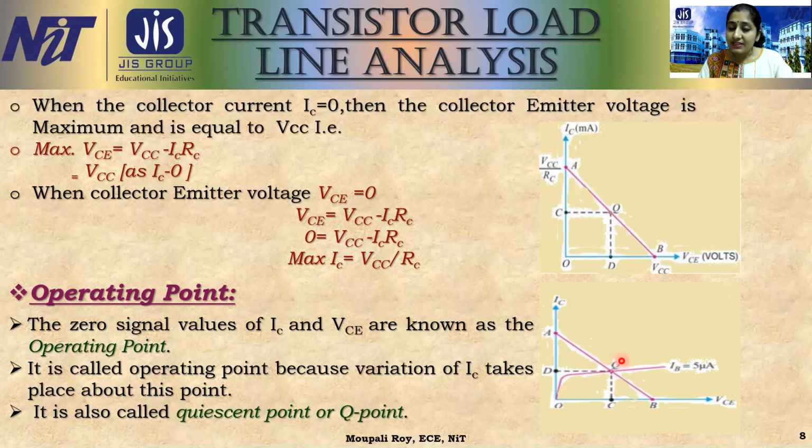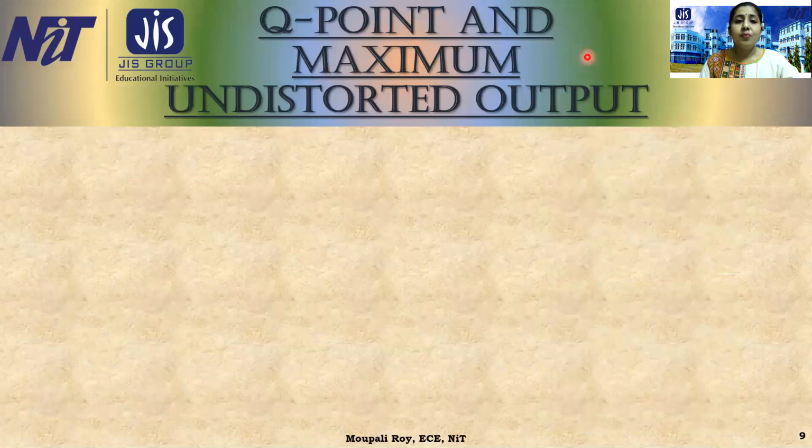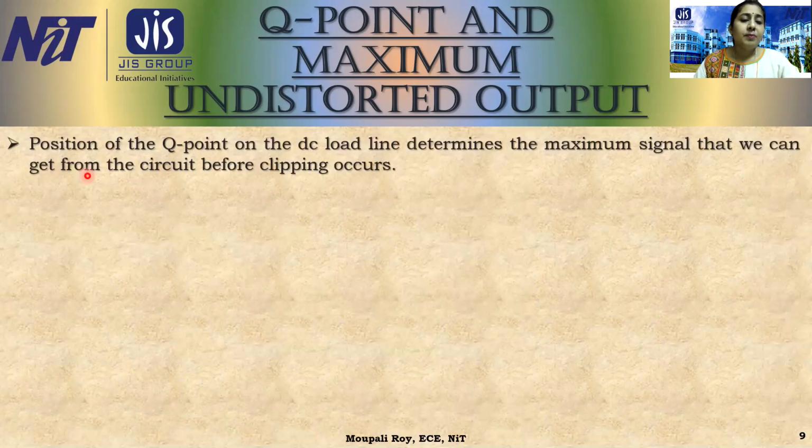So in which point the output characteristic cuts the DC load line, that is called the Q point, or quiescent point, or the operating point. So next, Q point and the maximum undistorted output. Now, the position of the Q point on the DC load line determines the maximum signal that we can get from the circuit before clipping occurs.